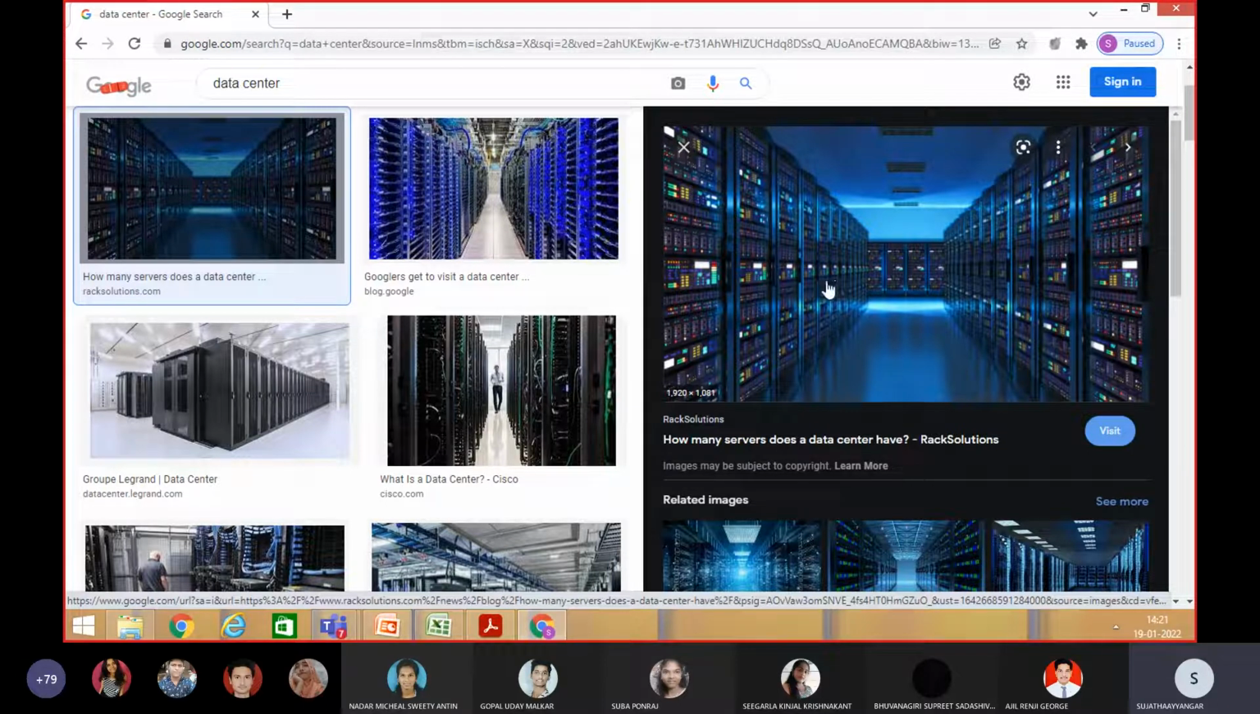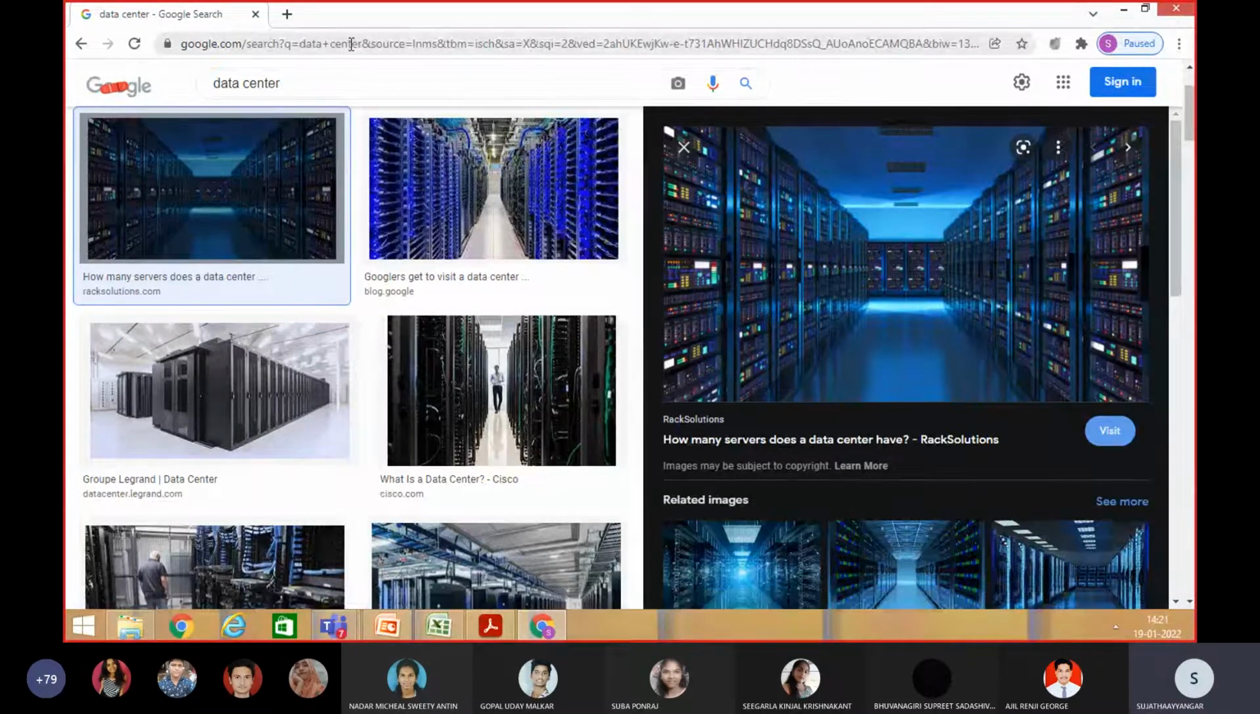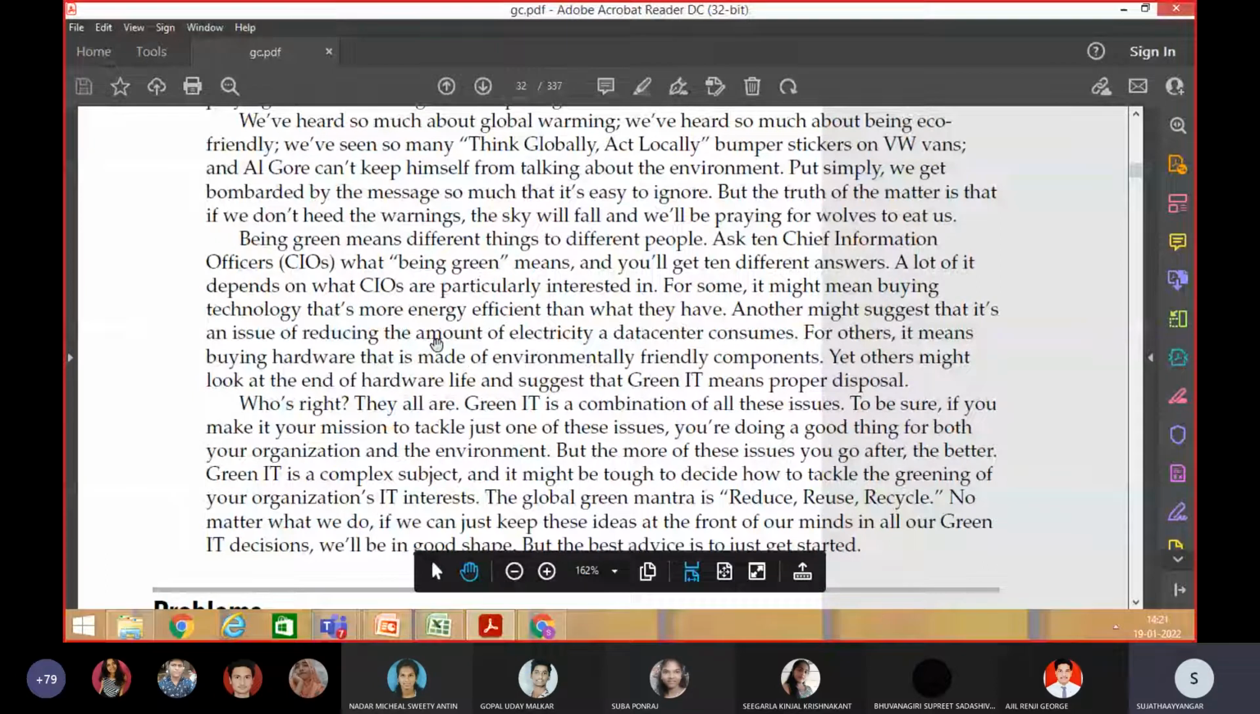A data center has a lot of data servers where our data is getting stored. Now imagine Google. How many times are we depending on it? Just now, in order to show this picture, I opened Google. How many times are we accessing the computer, mobile and everything in a day? So by reducing the amount of electricity a data center consumes, people will say, we can go green.